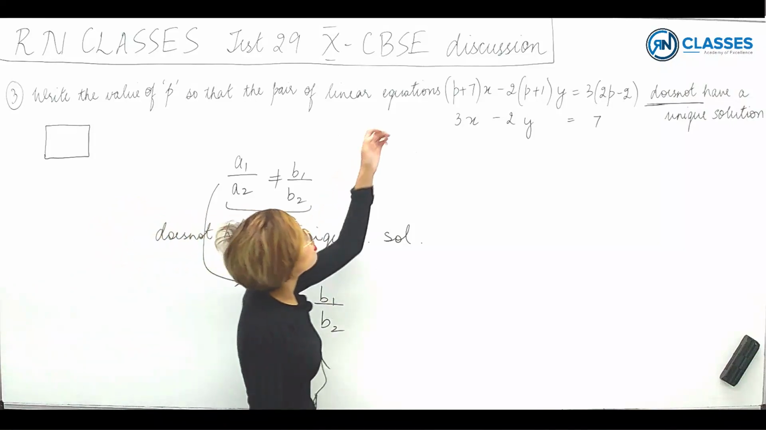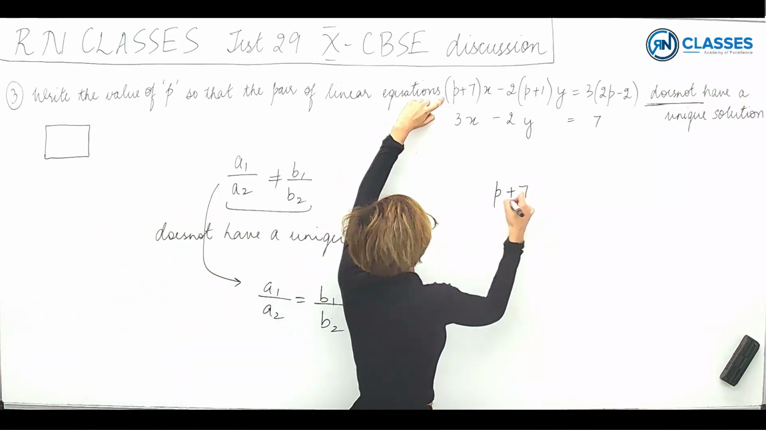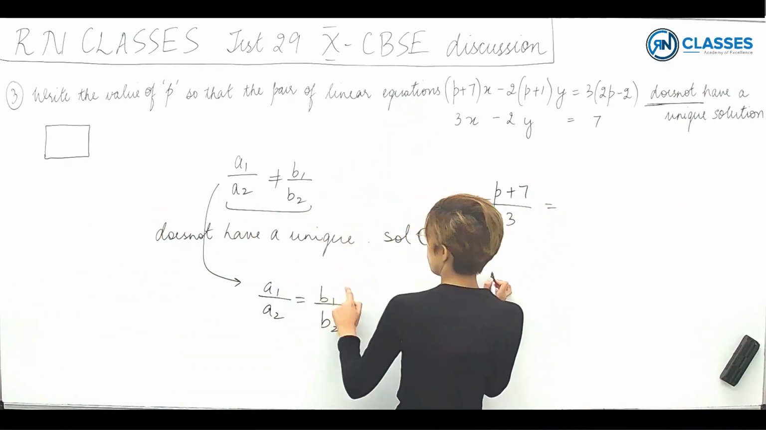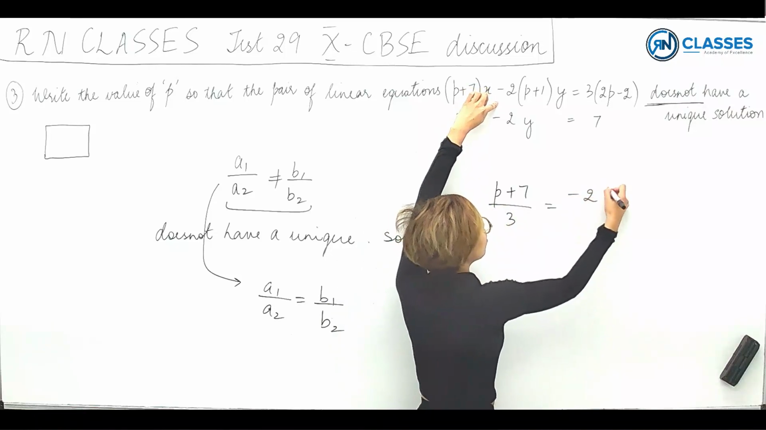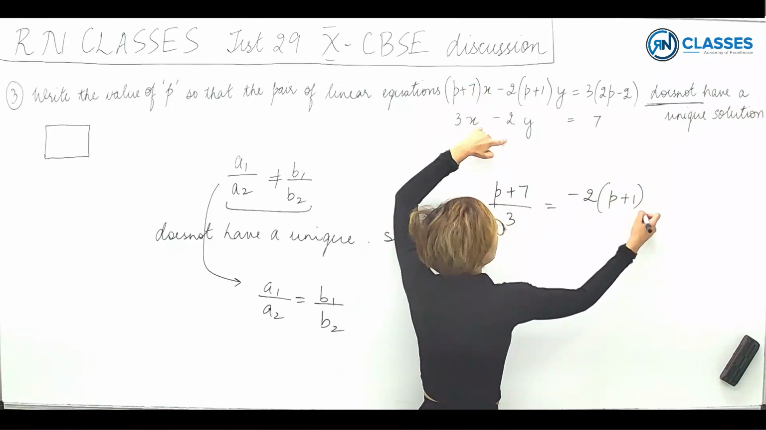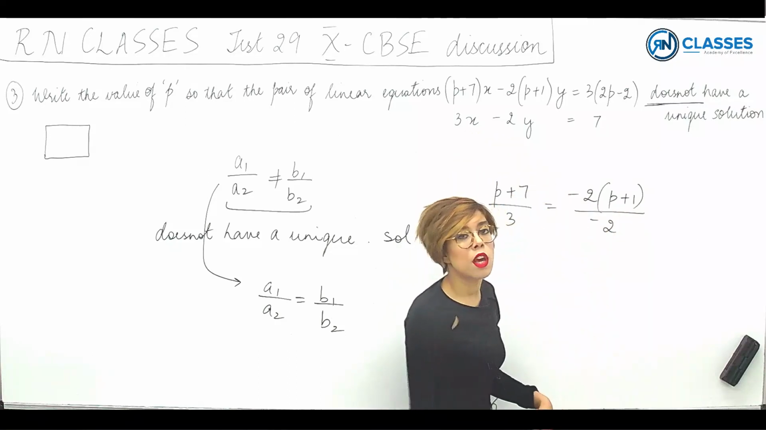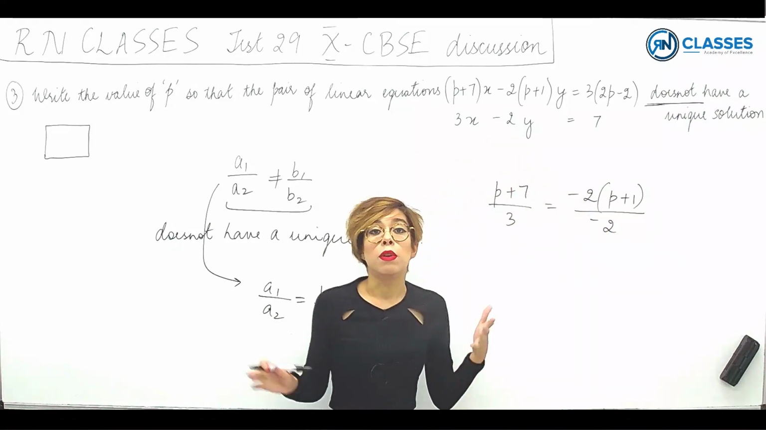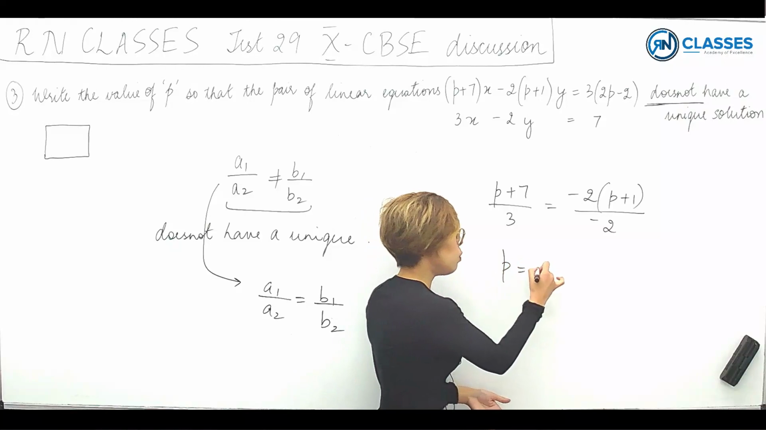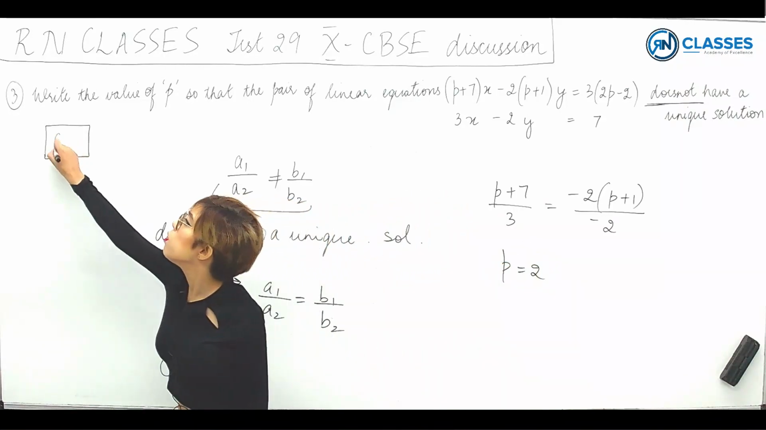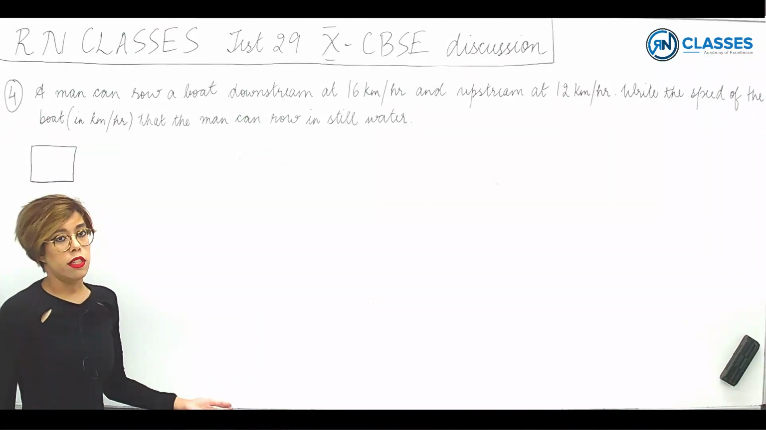A1 by A2, which is P plus 7 whole divided by 3, should be equal to B1 by B2, which is minus 2 into P plus 1 whole divided by minus 2. Obviously, you will cross multiply and you will get P as 2 and you will write your answer as 0, 2. Alright, so the next one.